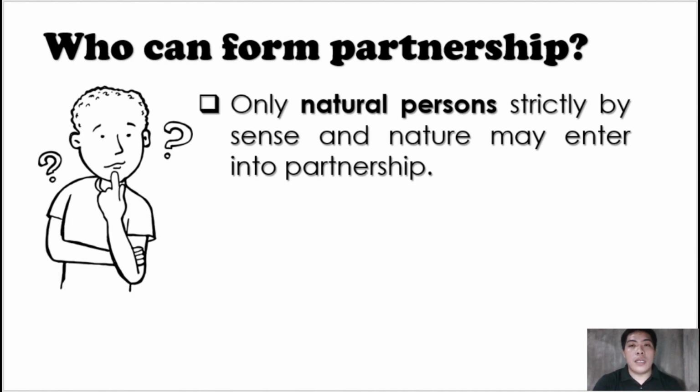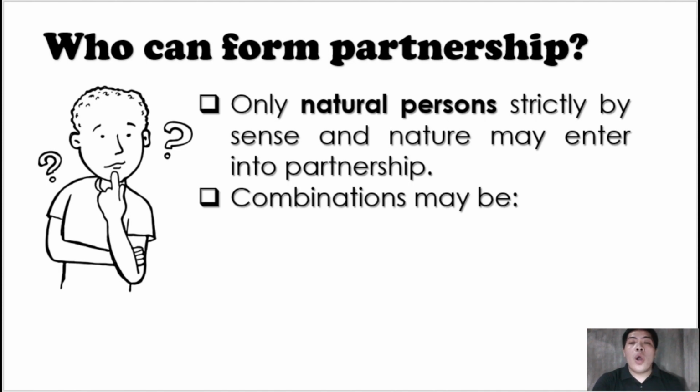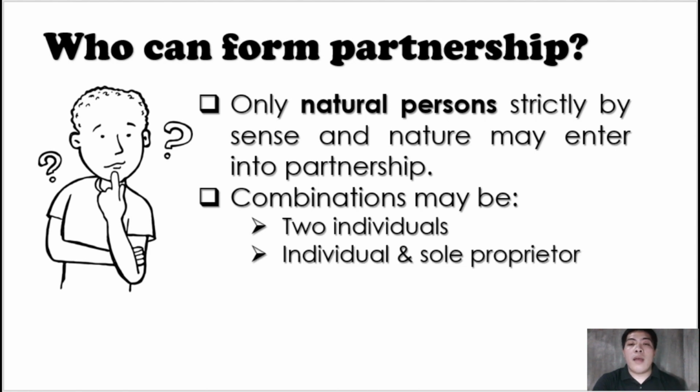Yung tawag sa associations ng entities with juridical personalities, tawag doon joint arrangements or joint ventures. But partnership alone, for natural persons lang siya. So, combinations may be two individuals. When we say two individuals, ordinary individuals, we have ordinary individual and a sole proprietor and two sole proprietorships. Okay?